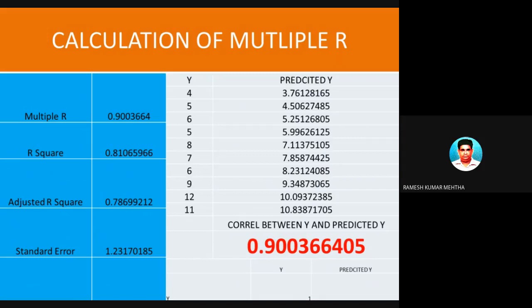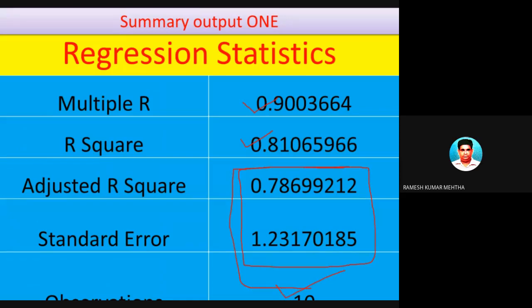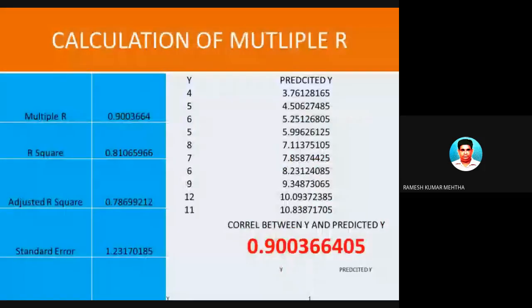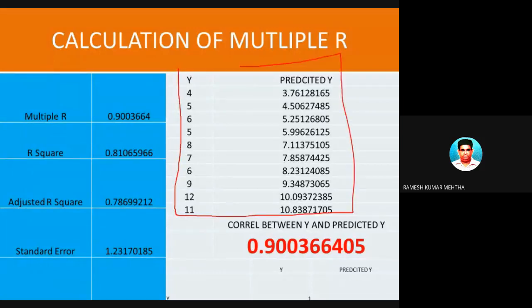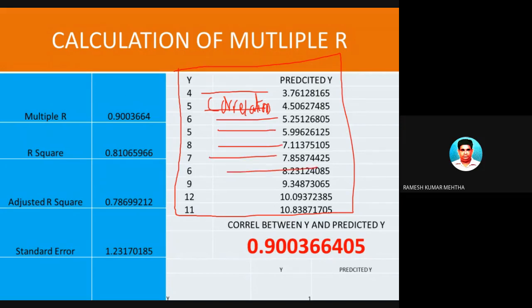So now see here, we have found out this. Now let's calculate how to find out this. Multiple R is nothing but, given the data y and y predicted, you just find out the correlation. You apply correlation on this given data, and you will calculate multiple R.